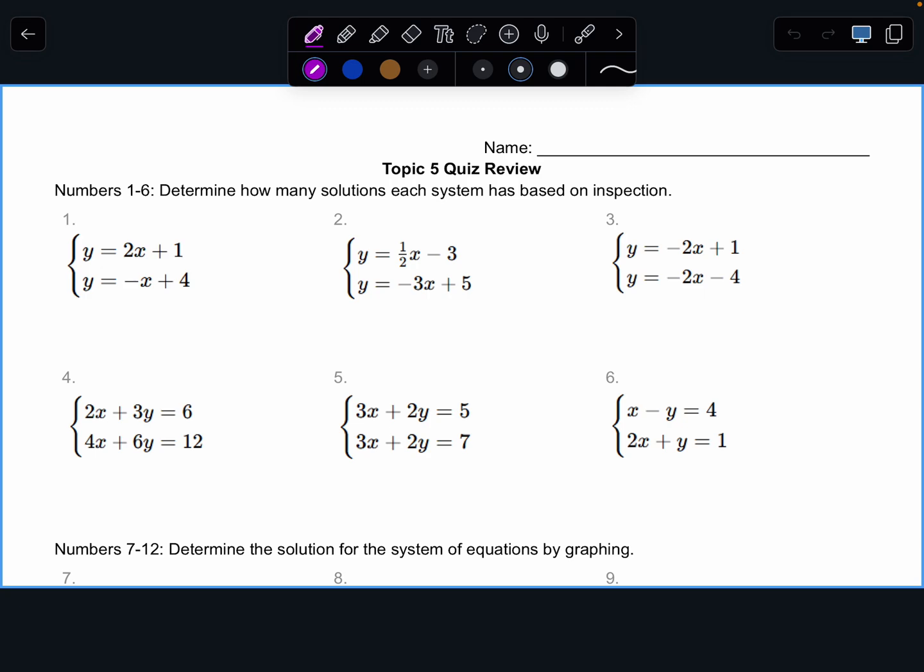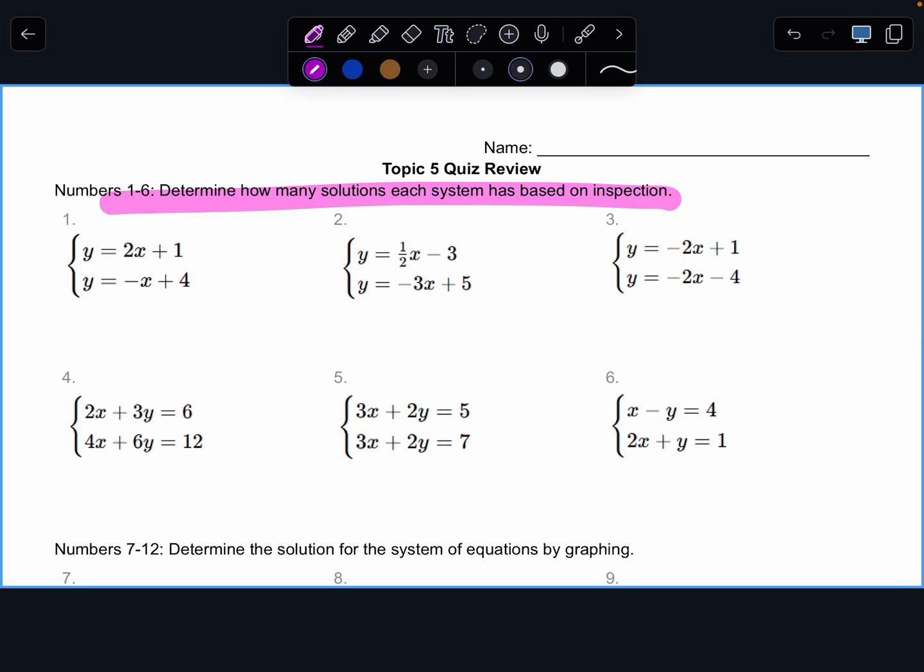But numbers 1 through 6, I'll go through. I'm going to go through it rather quickly. So if you're stuck on any of them, stop the video, pause it. But I want to just make sure you have all the answers. So first couple, these ones you are doing based on just inspection. So does it have one, none, or infinitely many?